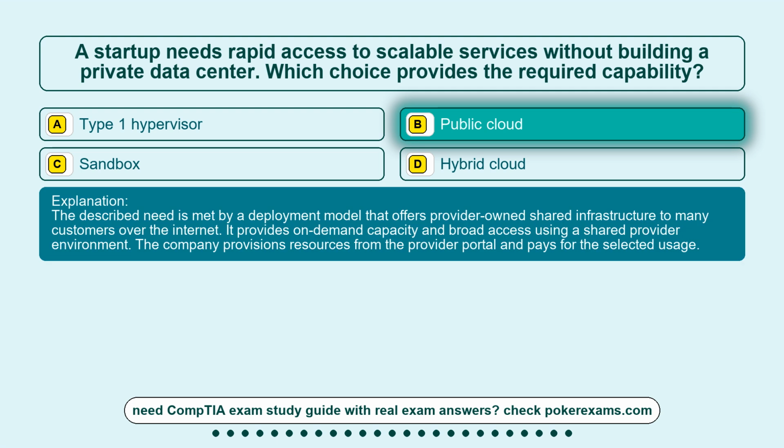The described need is met by a deployment model that offers provider-owned shared infrastructure to many customers over the internet. It provides on-demand capacity and broad access using a shared provider environment. The company provisions resources from the provider portal and pays for the selected usage.